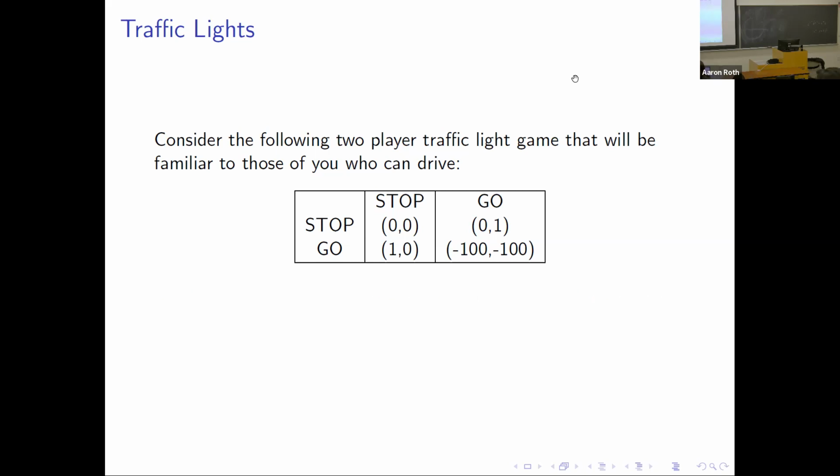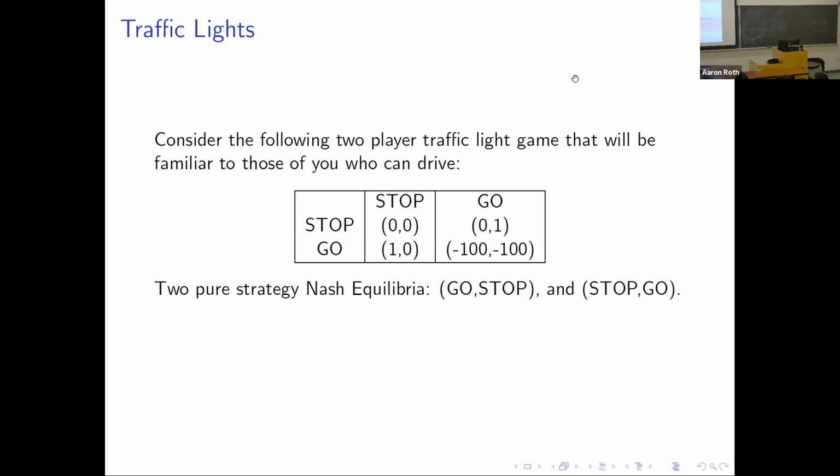I want to think about the Nash equilibria of this game, and whether the Nash equilibria are expressive enough to describe the kind of behavior that we might want to see at an intersection like this. So first of all, who can tell me what the pure strategy Nash equilibria of this game are? That's right. If we're just looking at pure strategy equilibria, no randomness, there are two of them. It's a symmetric game. I can go and you can stop, or vice versa.